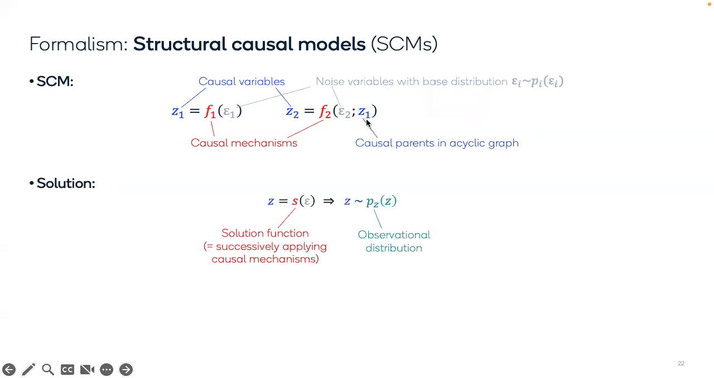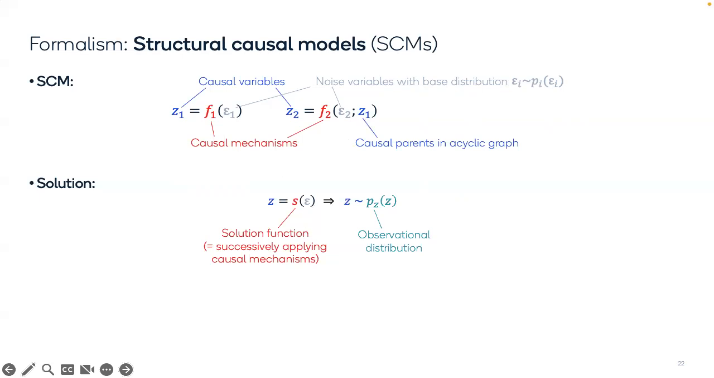Then the second concept I want to talk about is that of a solution. The solution function is the combination of all of these mechanisms into one function that maps all the noise variables, so a high-dimensional vector of noise variables, to all the causal variables, so some vector of quantities you may be interested in. And we can construct this by just combining all these causal mechanisms. It doesn't really matter so much how you do it in practice.